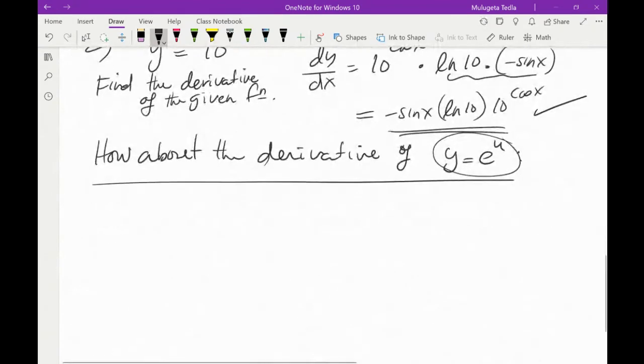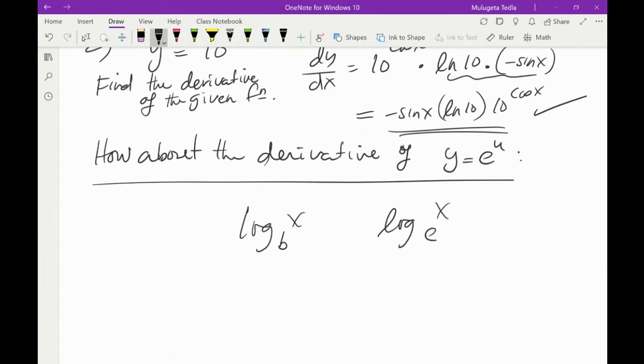But in here it is specifically e, just like we said before: log of x to the base b versus log of x to the base e. Log of x to the base e is what we call ln x. Log of x to the base b is just the way it is. If it is base 2, it's a binary log. If it's base 10, it's the common log. If it's base e, it's the natural log.